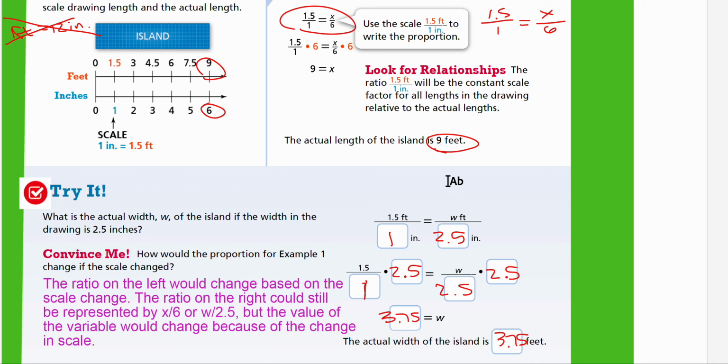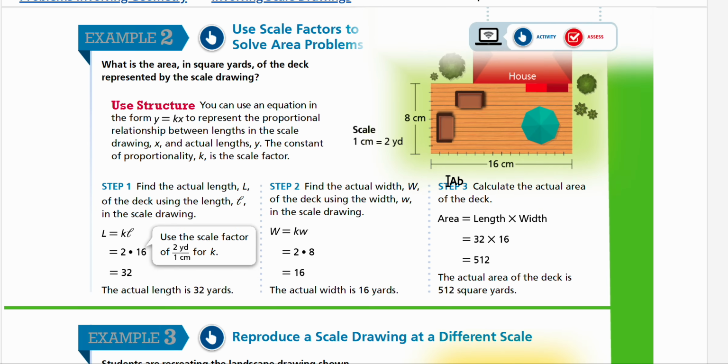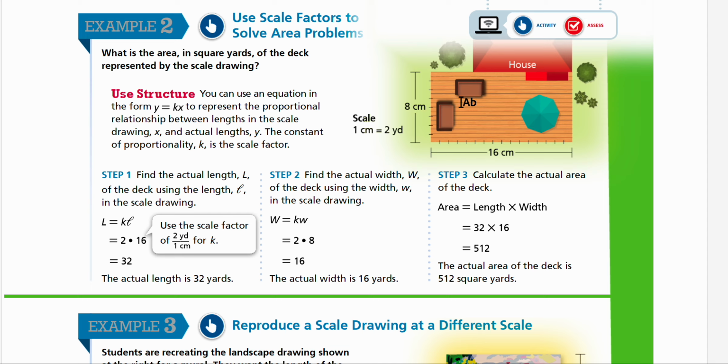Okay, so now that we have learned what the scale is and how to use that, we're going to look at more examples. Let's use scale factors to solve area problems. So the scale we looked at is the scale factor. What is the area in square yards of the deck represented by the scale drawing?